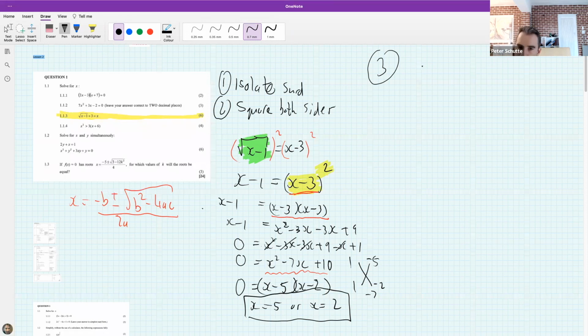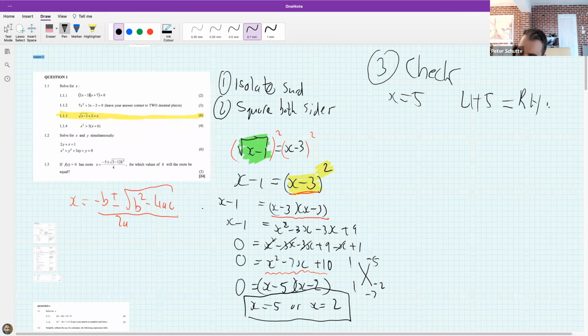Any tips, guys? Okay, so you need to check. You need to check both your answers. Lesego, absolutely. So we check x is 5. We take 5 and we put it into the original equation. The original equation was x minus 1 square rooted, plus 3. So the left-hand side would have been 5 minus 1, which is 4. Square root of 4 is 2. 2 plus 3 is 5. And then on the right-hand side, x is 5. So this answer is checked.